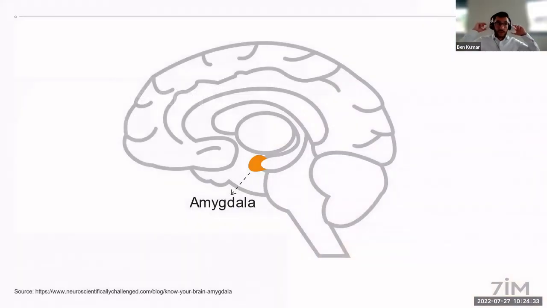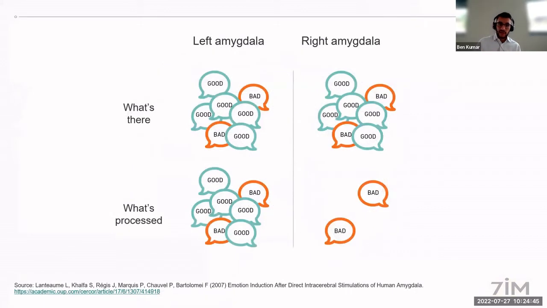There's actually 2 little bits on either side of the brainstem. And the amygdala has a pretty important role. If you go to the next slide, what the amygdala does is take the experiences that are in front of you and store them in your memory banks.